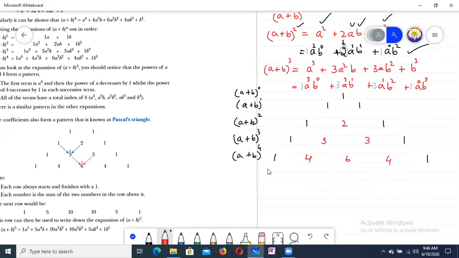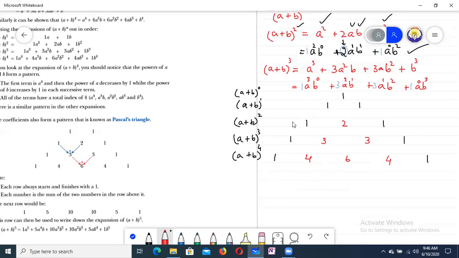In this way, if (a+b) is raised to the power 5, then what you will do here: for the first and the last term, you can write coefficient 1, and in the middle you can get the numbers in the same way, when you add the upper two terms and write the sum in between these two terms in the lower series.